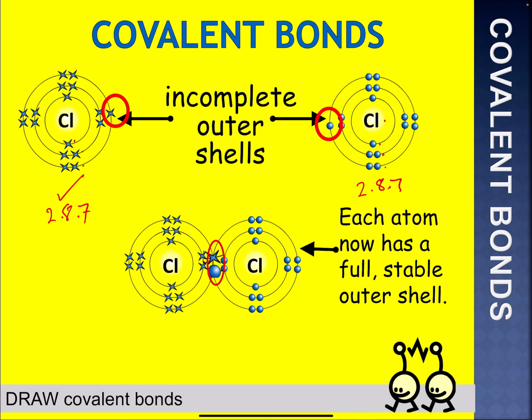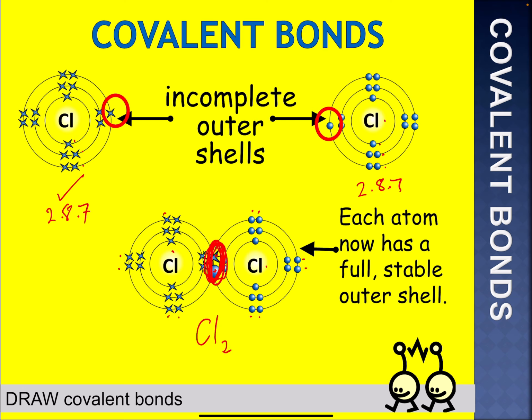So what they do then, they will form an area where the electrons are being shared. And what you see then is if we look at this chlorine, it's got access to 8 electrons in the outer shell: 1, 2, 3, 4, 5, 6, and 2 in the middle. And if we look at this chlorine atom, it's got 1, 2, 3, 4, 5, 6, and 2 in the middle again. So 8. So they both now have a full outer shell. So this is the chlorine molecule.